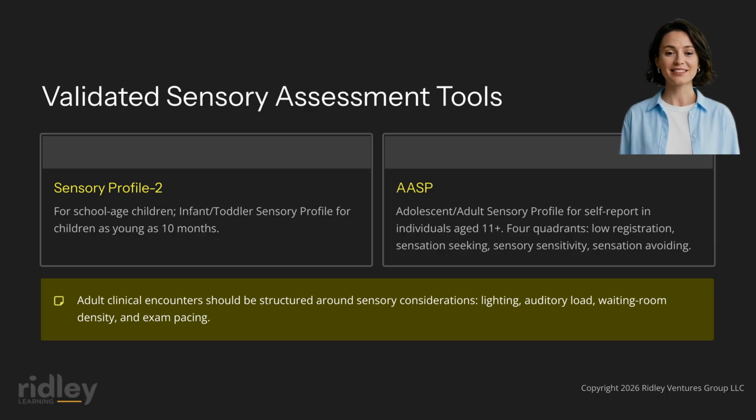In adult practice, sensory processing challenges, particularly low registration and sensation seeking, remain prominent and partially mediate the relationship between attention and social responsiveness. This means that adult rehabilitation, mental health, and primary care encounters should be structured around sensory considerations such as lighting, auditory load, waiting room density, and exam pacing, rather than expecting the autistic adult to simply tolerate environments designed for neurotypical throughput.